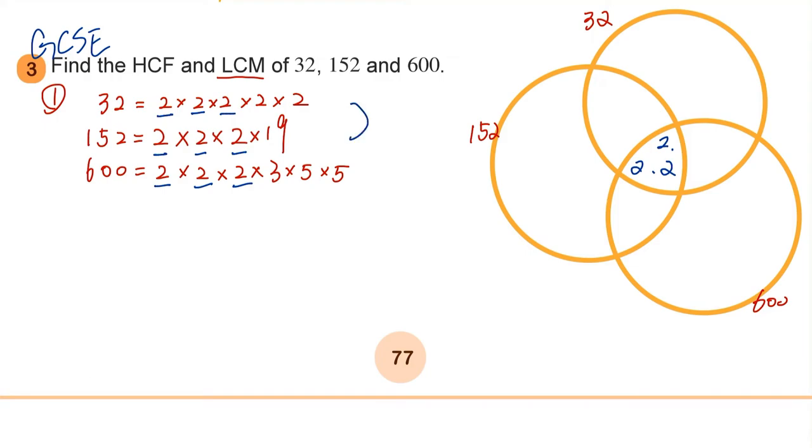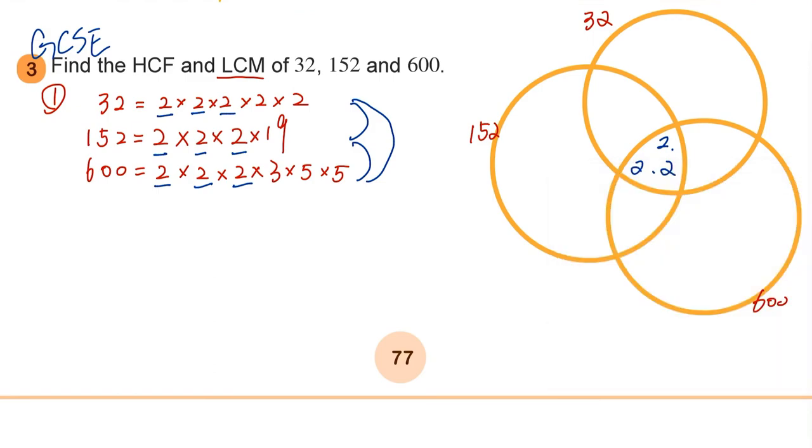Then we continue to examine, do 2 of you share anything in common? Let's say 32 and 152. Except for the 3 2's, they don't share anything else in common. 152 and 600, no, nothing else as well. 32 and 600, no, they don't share anything else other than the 3 2's. Therefore, all the other factors that they have are unique to themselves.